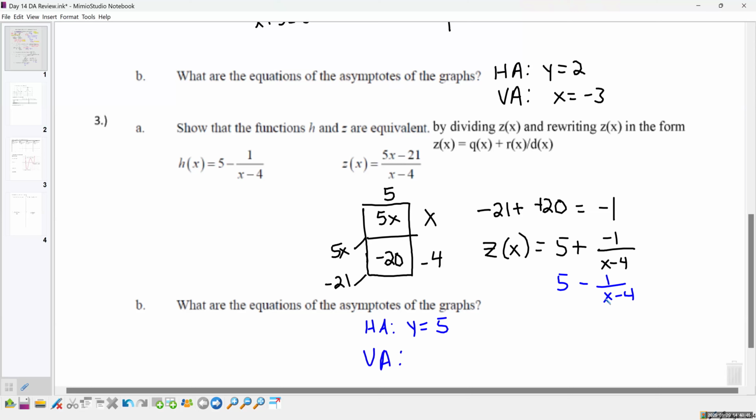And the vertical asymptote, because it's x minus 4, if I set that equal to 0, I will just get 4.